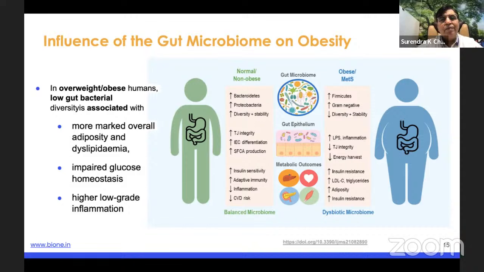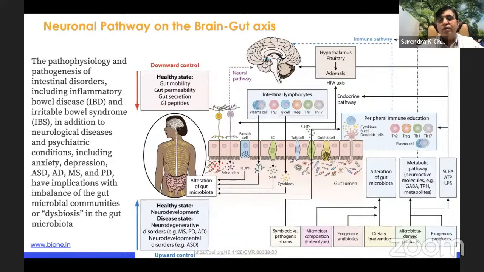Ultimately, overall adiposity and dyslipidemia happen, with impaired glucose homeostasis and low-grade inflammation leading to abnormal deposition of glucose, converted into fat and deposited in various organ systems. So it starts from the internal organs, then goes to the external organs. That is where we start having a spatial problem in the organ system.